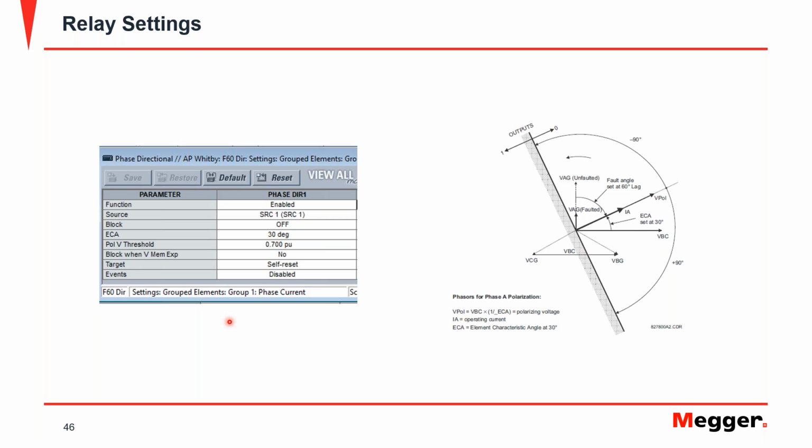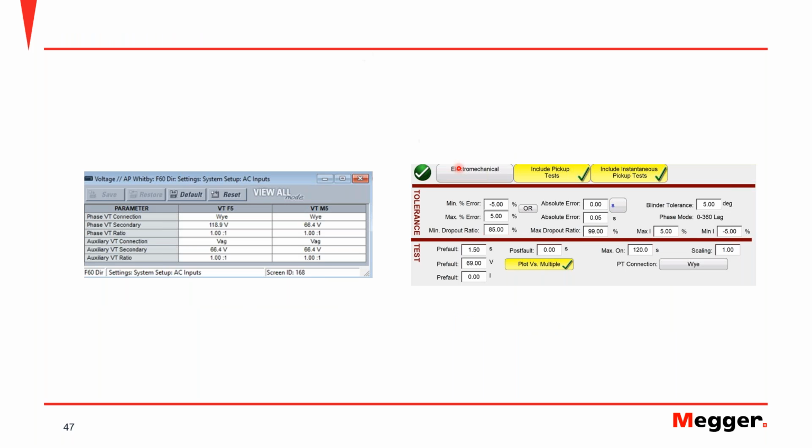So once we know those things, the other thing we have to figure out is what the VT connection is. This is something that is very common to get calls about with our software from those who are trying to test, and they're using one of the most popular connections in the system, which is an open delta, and they have configured our test set as a Y.